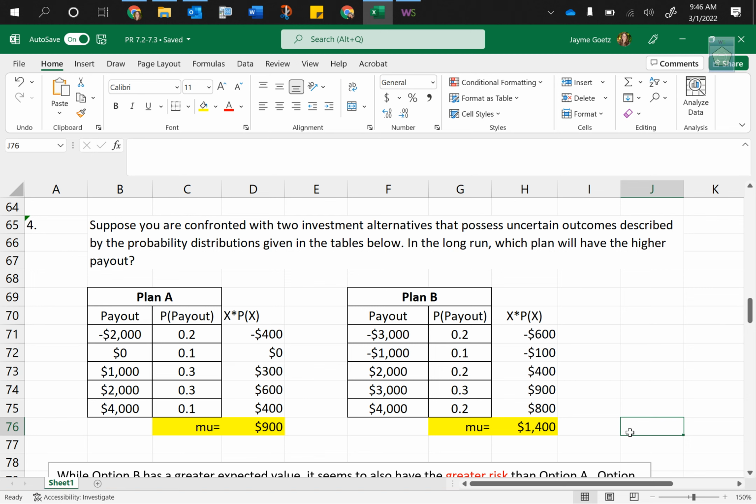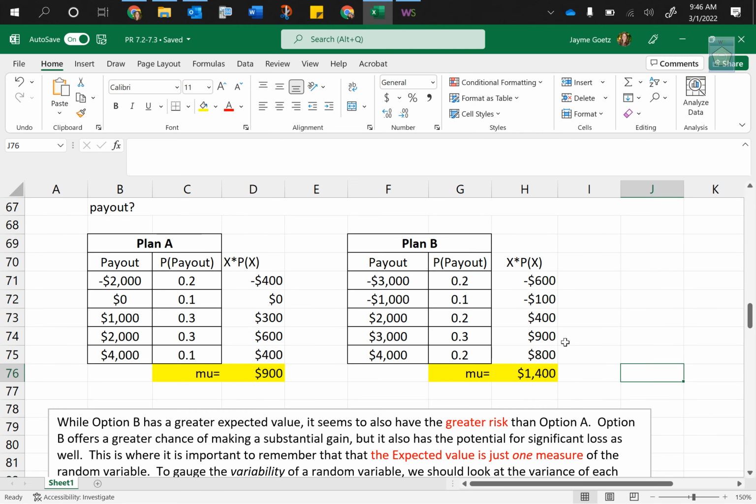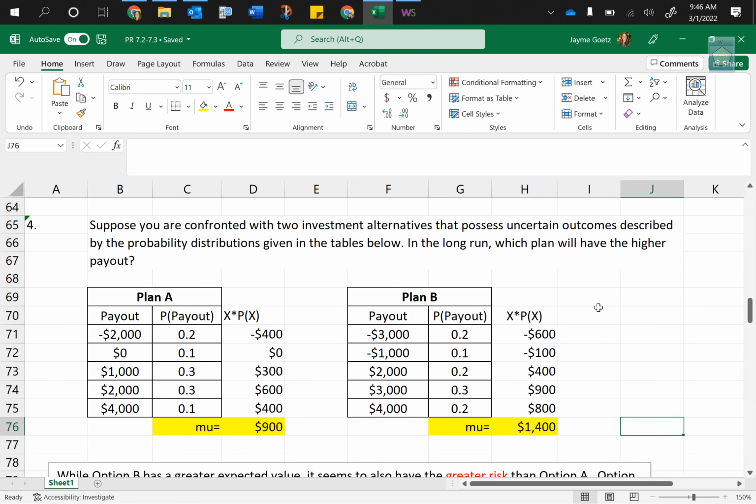Now the question says, in the long run, which plan will have the higher payout? Now, earlier up here, we typed our answer and then we merged and centered, and sometimes that freaks people out because they're like, it really messed up my layout. Okay, well, we know we need to type an answer, so what if we do this? Select the area where you want to put your answer. Notice I selected rows and columns. I selected a little box. That's where I want my answer, right? I'm just going to highlight those, and I'm going to merge and center them first. Then it doesn't mess up the layout after I type.